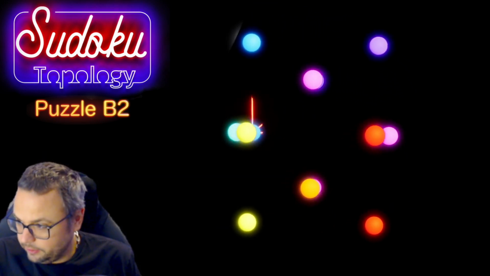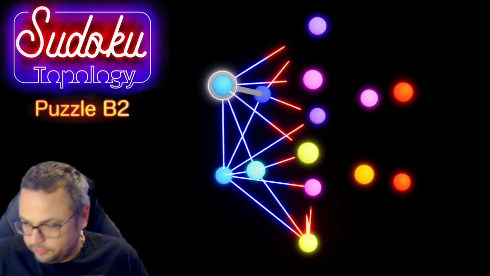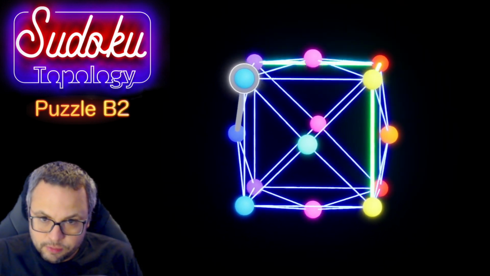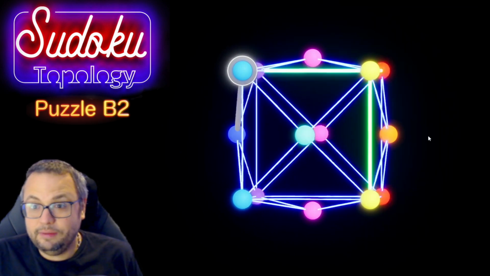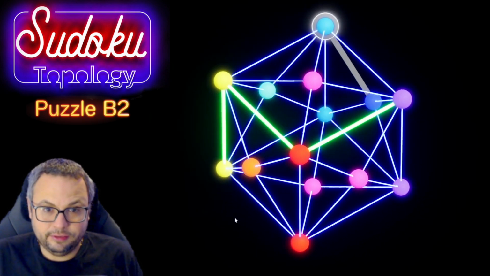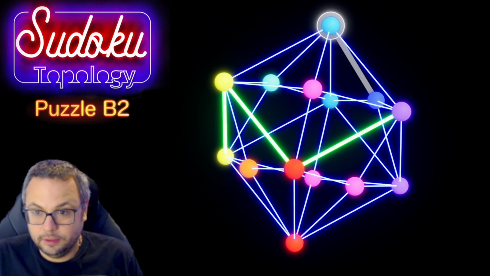This time we are going to do... looks like we're back to this cube. And now we've got a whisper line. Okay, so this is our first whisper line and a thermo.